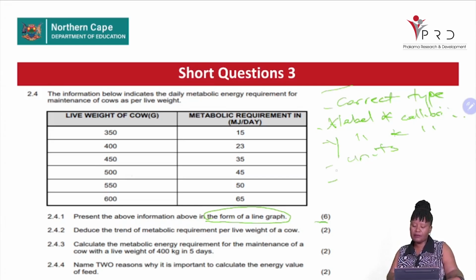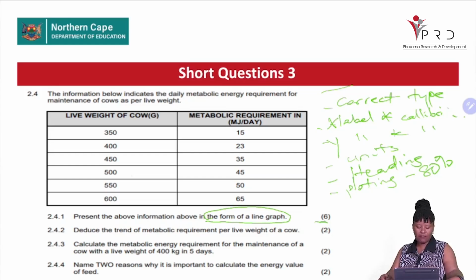At the same time, you must have a heading. That's supposed to be the first one. The heading, and your heading at all times must have both variables. And lastly, we are looking at the plotting. Your examination guidelines state that it must be at least 80% correctly plotted. Okay, so that's how these 6 marks are distributed.